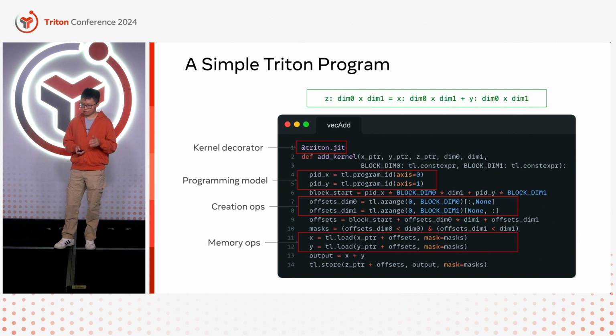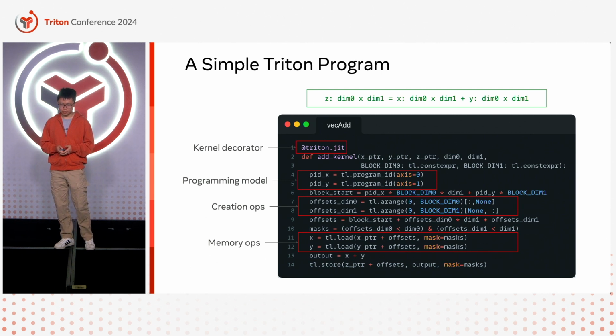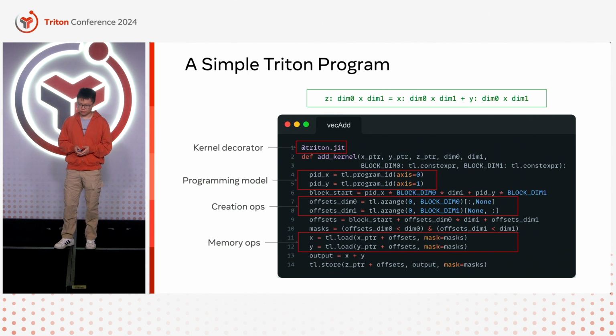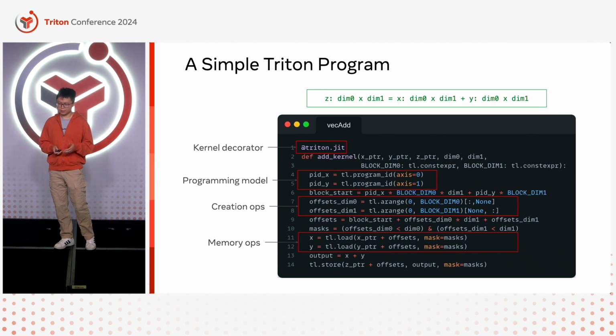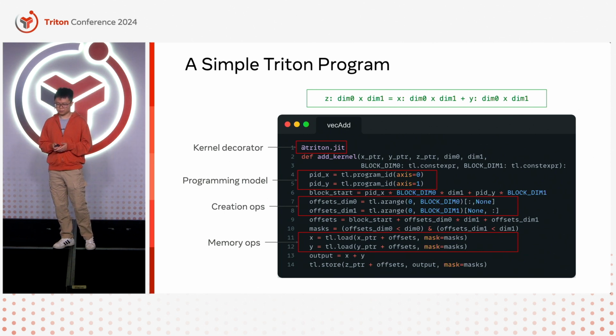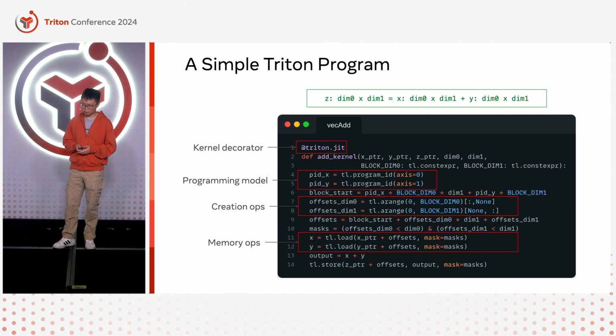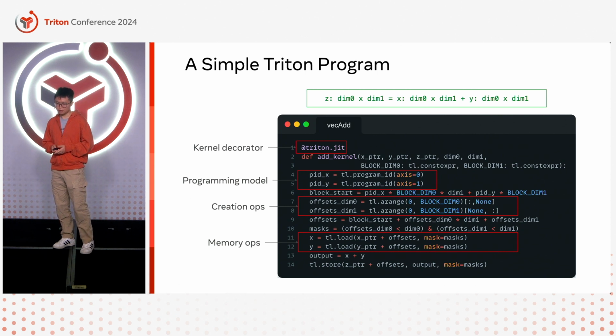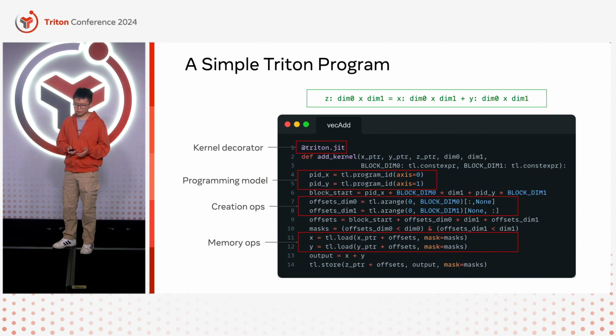Okay, then let's jump into the function body, which has a set of Triton operations invoked. At the beginning, we get the program ID, which specifies where your current program instance, which is analogous to a CUDA block, is located. Since we have two-dimensional Triton tensors, we need to get the two-dimensional indices, which are referred to as pid_x and pid_y correspondingly.